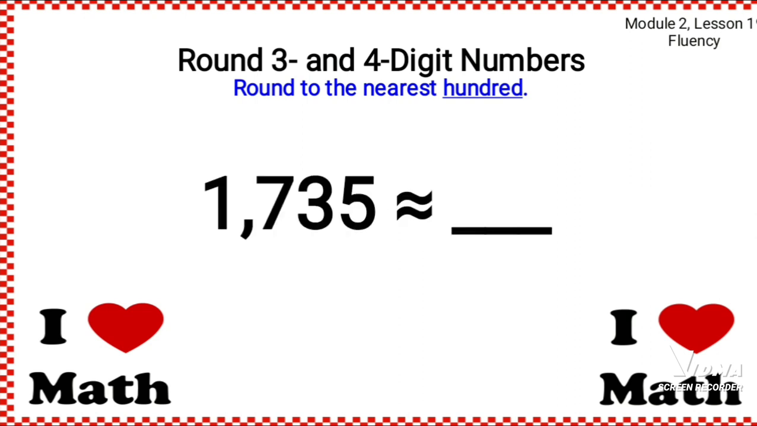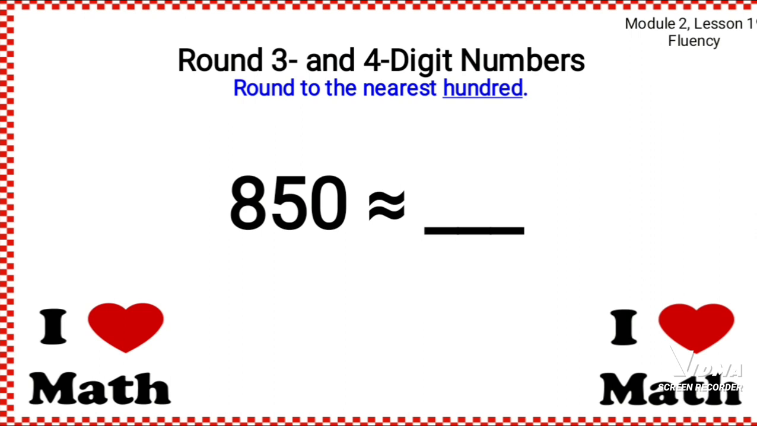Let's round this one to the nearest hundred. 1735. The endpoints here are 1700 and 1800. Midway is 1750. 1735 is below the halfway point. So we can round off this number to 1700.